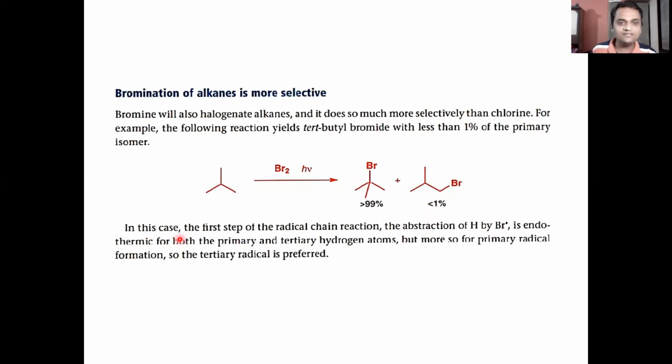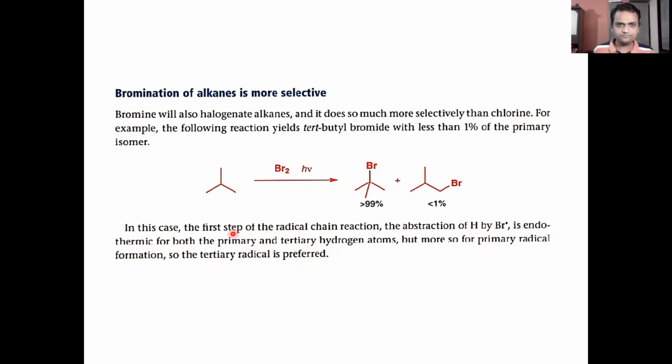In this case, the first step of the radical chain reaction, that is the abstraction of hydrogen by the Br radical, is endothermic. This word is important: the first step is endothermic. It means that heat is absorbed for both the primary and tertiary hydrogen atoms, but more so for primary radical formation. So the tertiary radical is preferred.